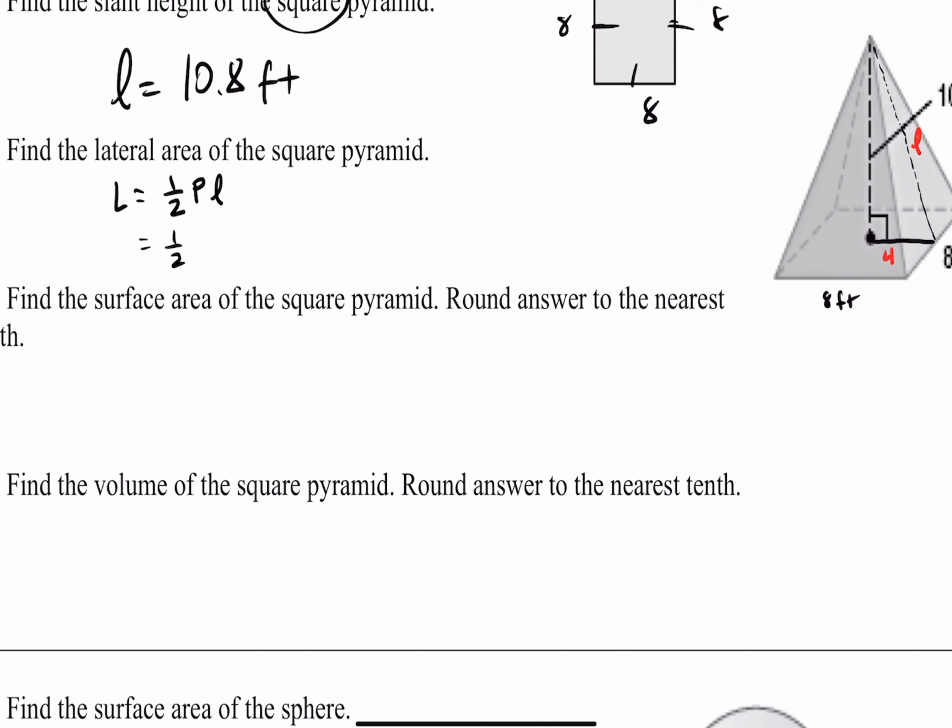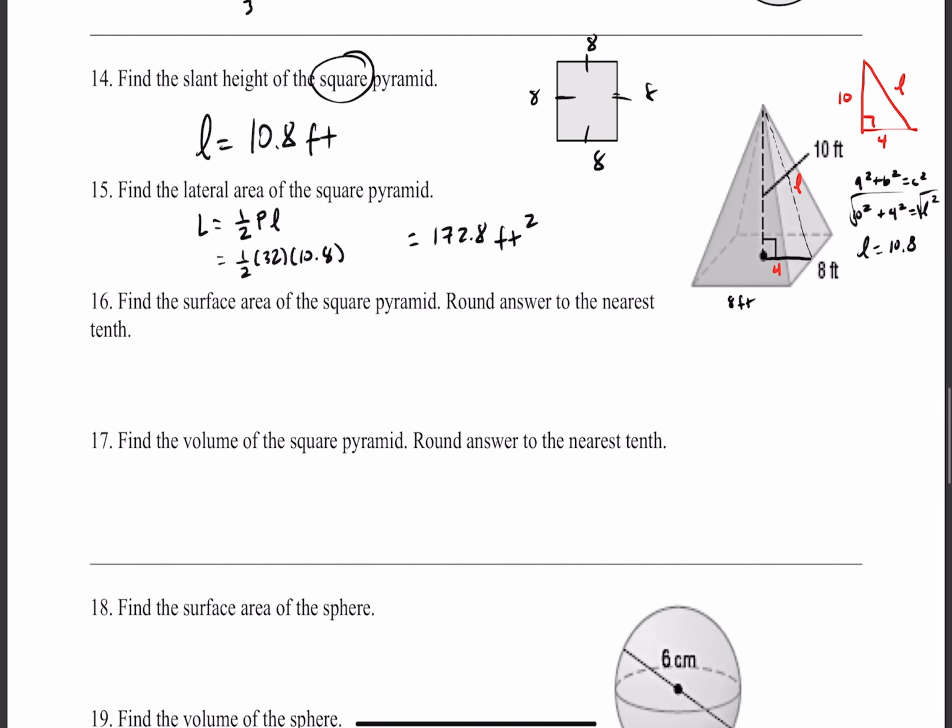So what did I say? 32. 1/2 of 32 multiplied by the slant height, which is 10.8. We found that at the beginning, yes? Okay. So 1/2 of 32 is 16, so 16 times 10.8. So you get 172.8 square feet. In other words, that's squeet. So that's 15.